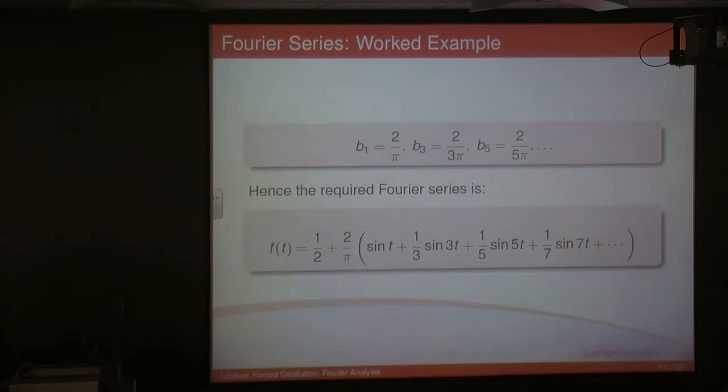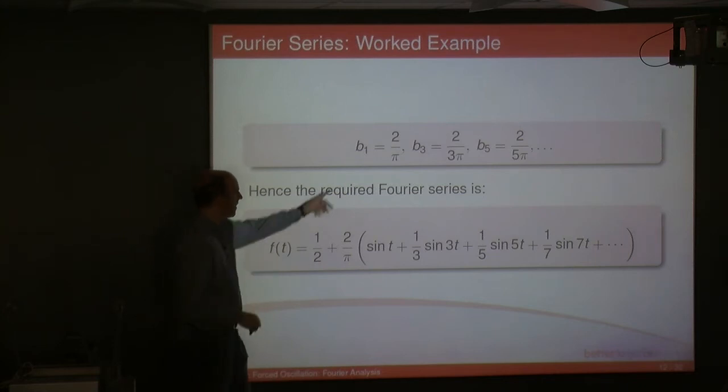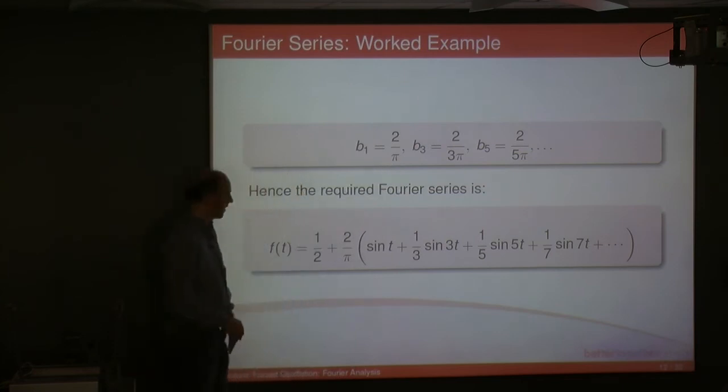And so it's quite clear that our first term, where n is 1, we have 2 upon pi. Our third term, we have 2 upon 3 pi. Our fifth term, we have 2 upon 5 pi. But like I said, for the even values, you have 0. So we only consider, sorry, we only consider the odd values.